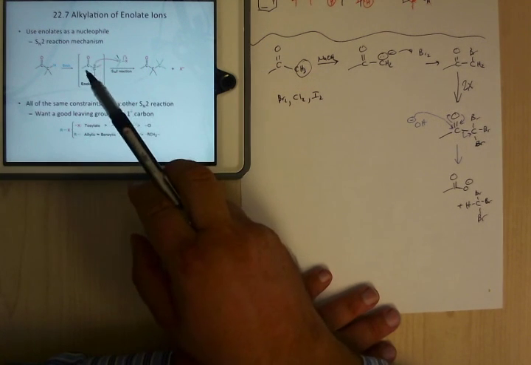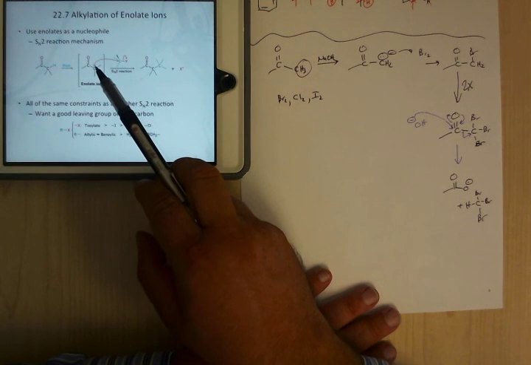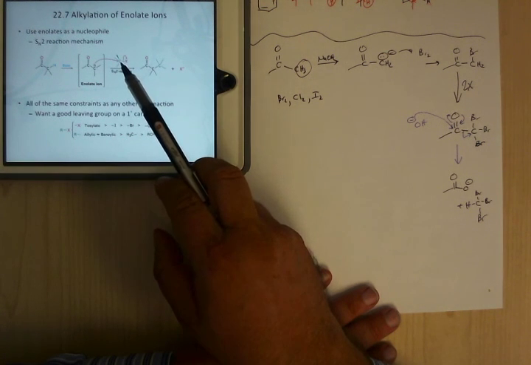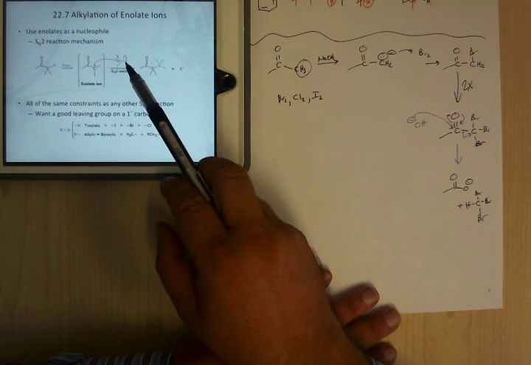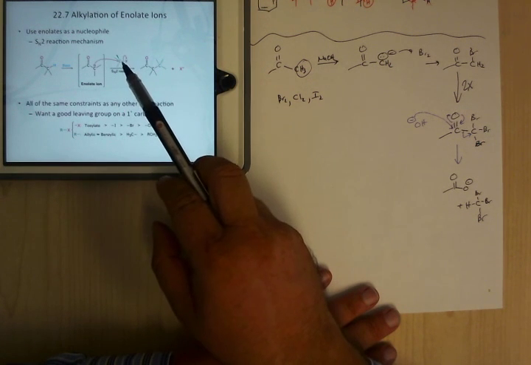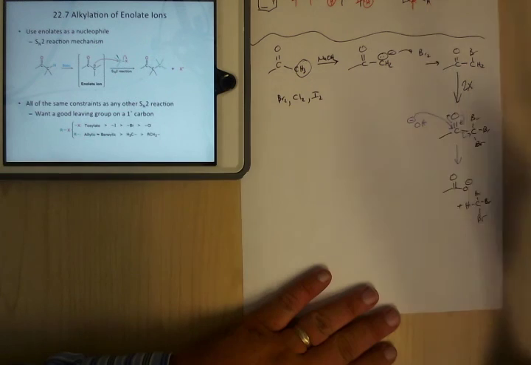These enolates here, they're very nice nucleophiles. They can come in here and do SN2 type attacks. So if you want to add some carbon groups here, you just have a leaving group on your carbon. This will attack and extend out your chain.